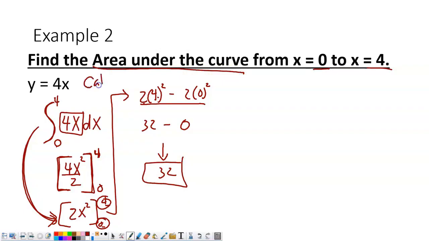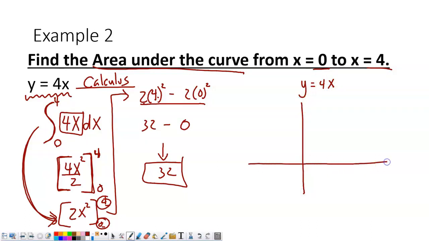Now this is the calculus way of doing it. And this is how we're going to do it. But I deliberately chose this one because I wanted to show you guys something interesting about this. Because this one you can actually do with geometry. All right? So, it's just a straight line. So that's pretty easy. Let's plug in 0. If I plug in 0, what do I get? 0. What about if I plug in 4? What do I get? I get 16.